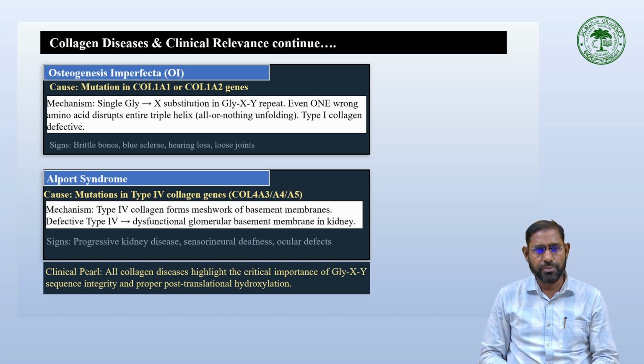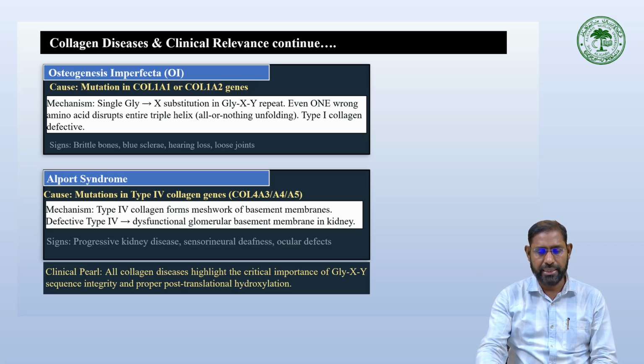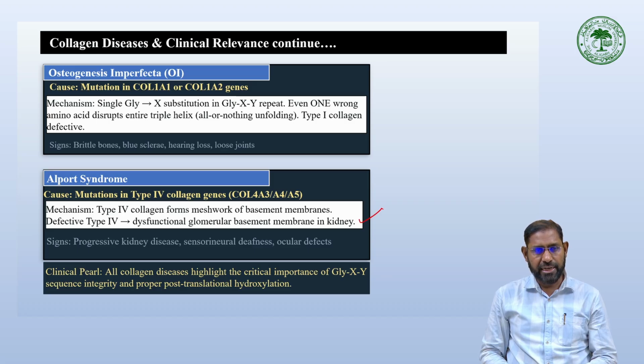Then another syndrome is Alport syndrome, caused by mutation in type 4 collagen genes, called COL4A3, A4, and 5. The mechanism: type 4 collagen forms the meshwork of basement membranes, and defective type 4 gives a dysfunctional glomerular basement membrane in the kidney. The signs of Alport syndrome are progressive kidney disease, sensorineural deafness, and ocular defects.